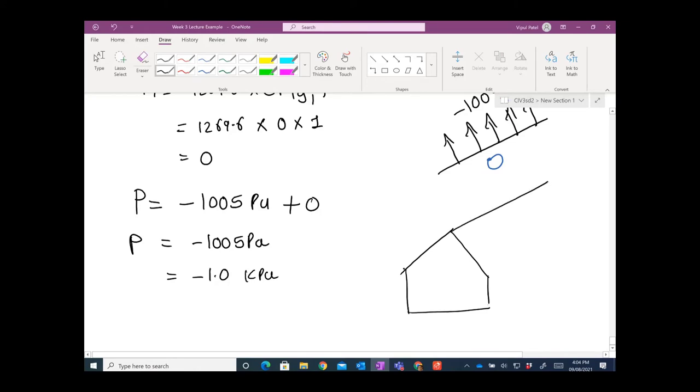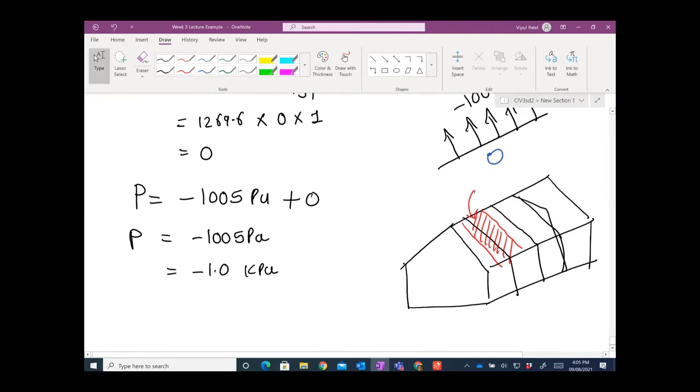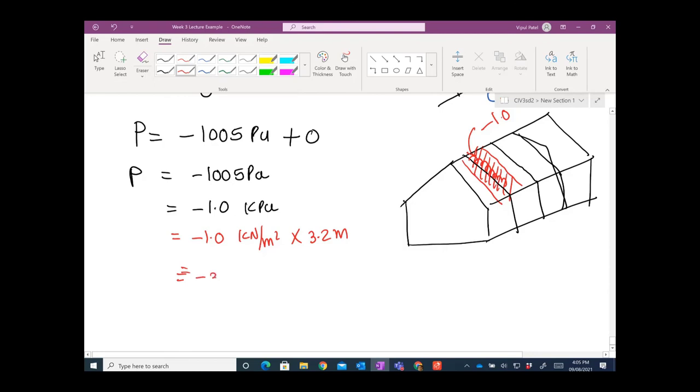Now, how much is coming onto one rafter? That is the rafter here. Now the pressure is coming onto these areas like this. This pressure, minus 1 kilopascals, is coming onto this. Now if I want to calculate the UDL load on this one, we just need to multiply by the spacing between them. So kilonewton per meter square times 3.2 meters. So that is the one. So you have minus 3.2 kilonewton per meter as a UDL load coming onto that particular rafter.